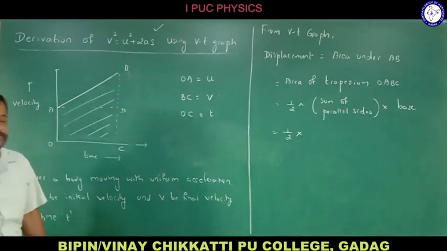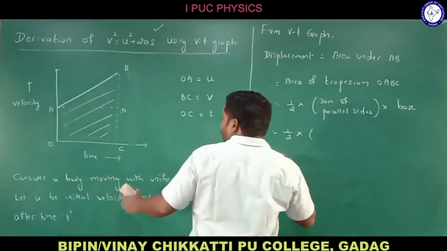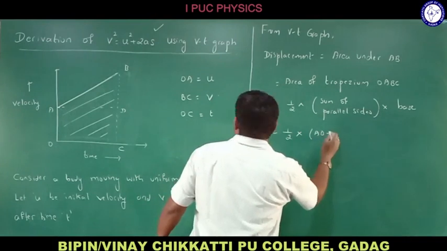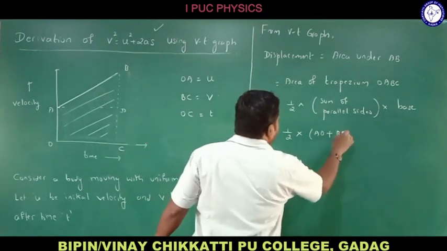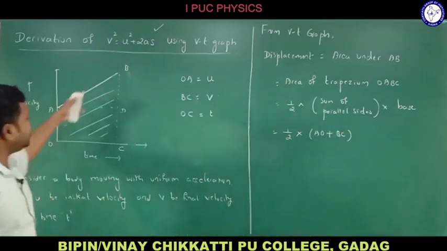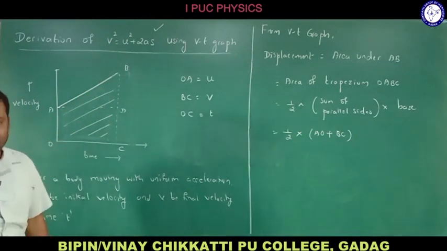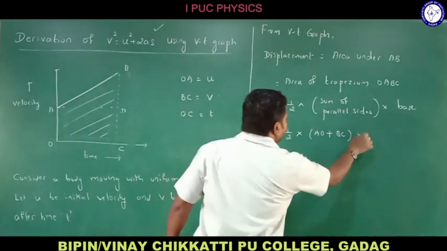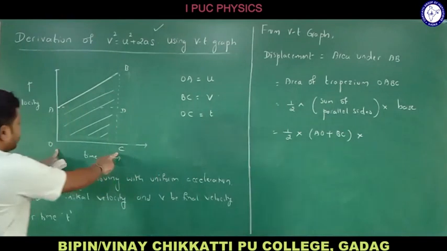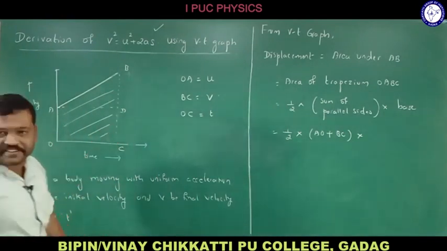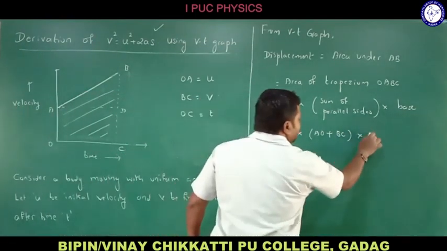Let me make use of that now. Let me take the sum of that: AO plus BC, sum of parallel sides, into the base. So this is the base. What is that base now here? OC. Let me write here, the base is OC.